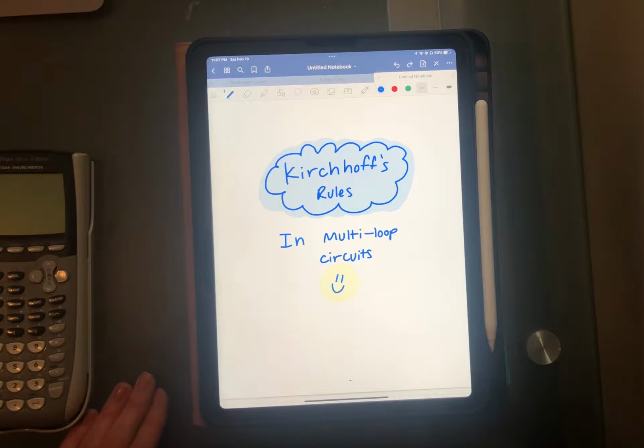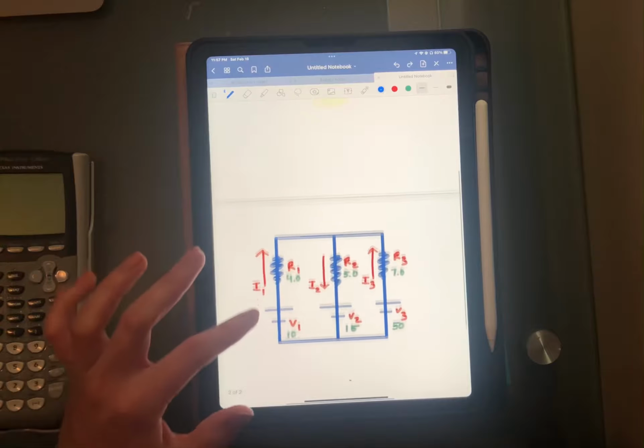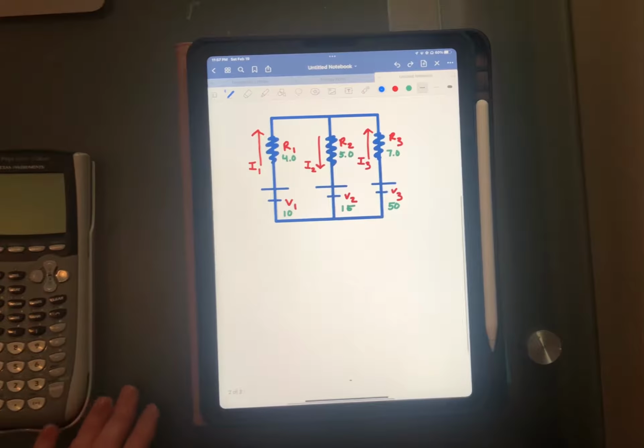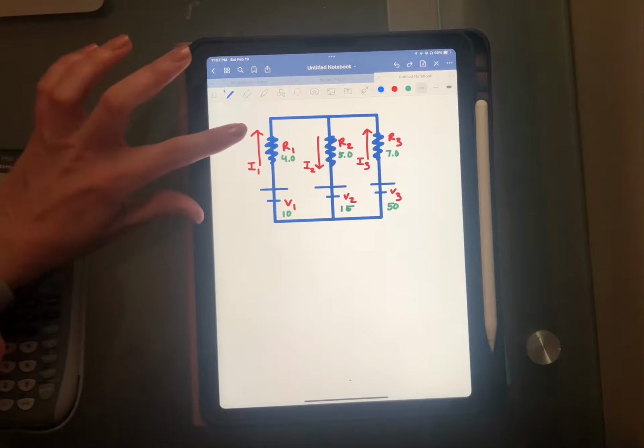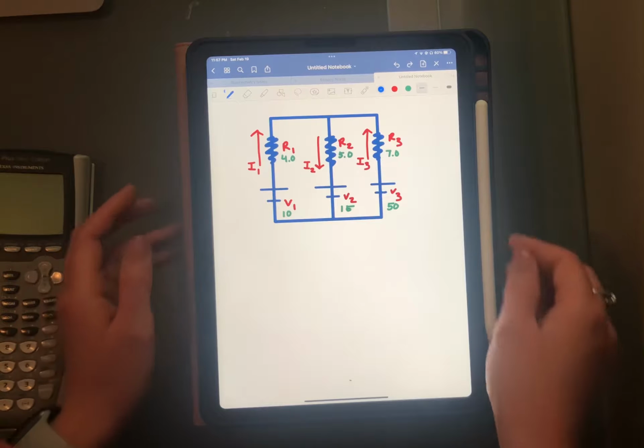Today I'm going to be showing an example of Kirchhoff's rules in multi-loop circuits. Here is the circuit we're going to be working with. It has 3 resistors and 3 batteries, and these are our current directions.